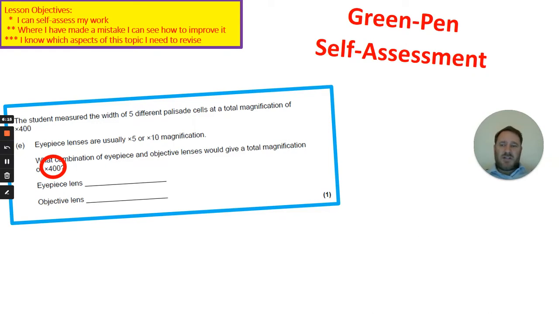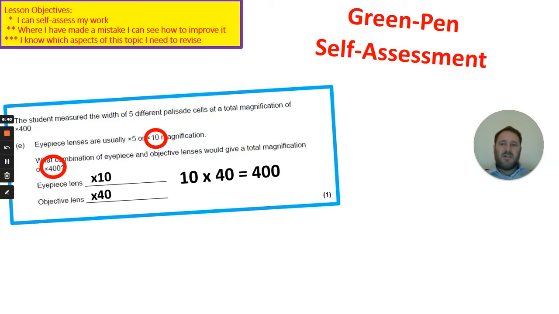But what if you didn't choose the times 5? What if you chose the times 10? So your eyepiece lens is times 10, so you pop that in your eyepiece lens answer. And the same as before, we need to get to a total magnification of 400, so 10 times what is 400, and that would be 40. So your objective lens would be times 40. So this is the second possible way that you could have worked this out. So tick it if you got it right, correct it if you need to.